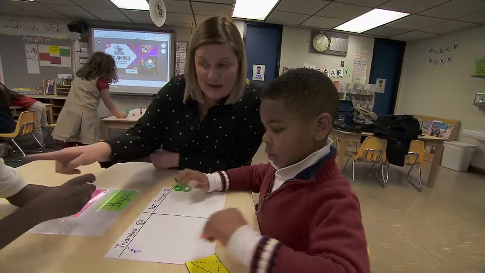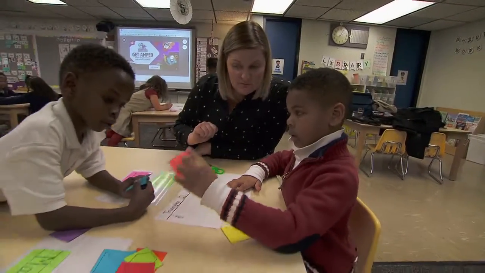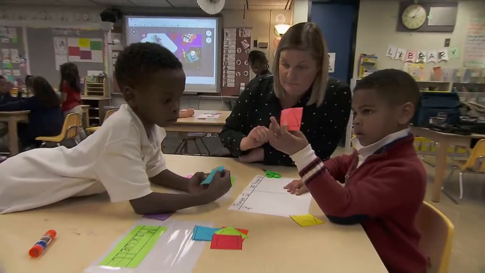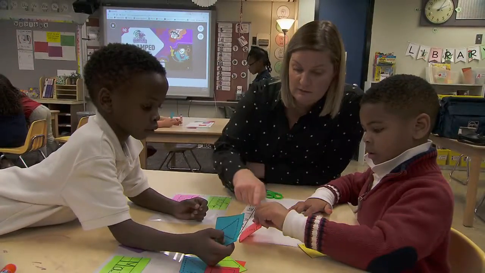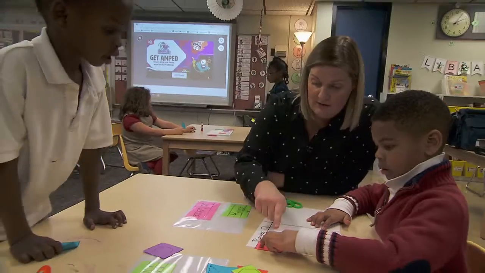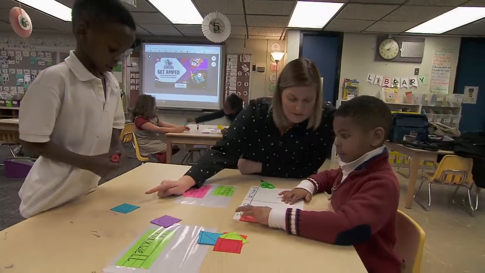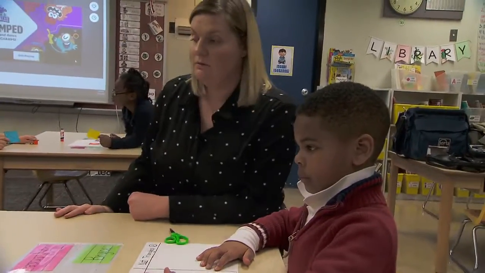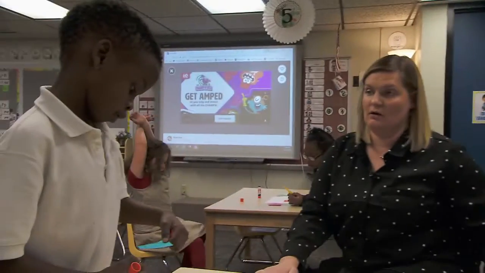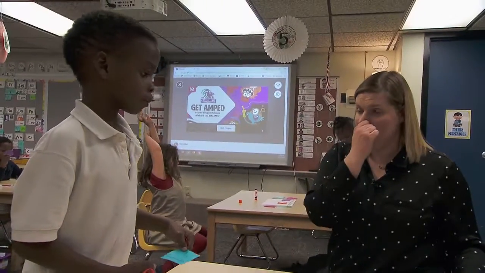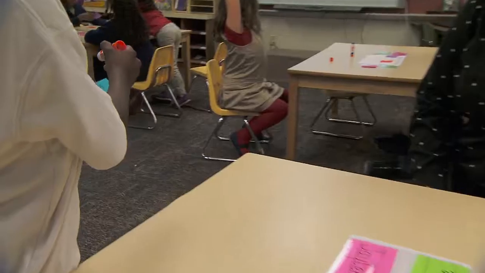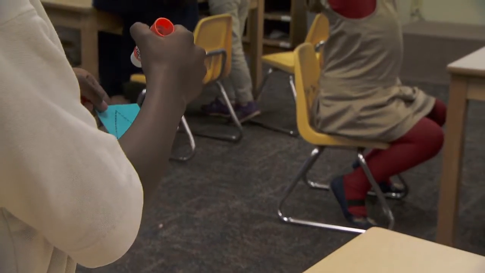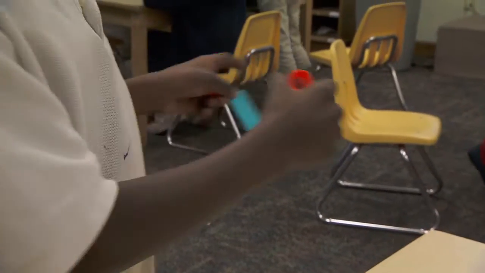Triangle. Okay? Ask Max, what does he think? Yes or no? Good job. Look, Max has picked one out too. Max, what do you think? Triangle or not a triangle? I think it's a triangle. Why do you think it's a triangle? Because it has points and 3 lines.